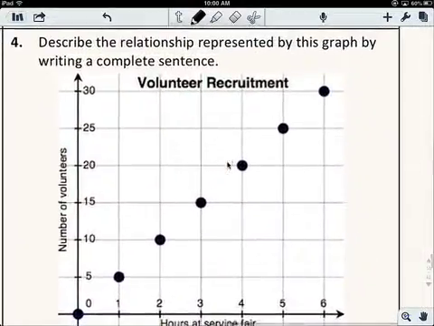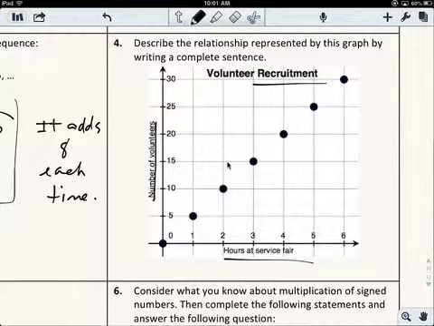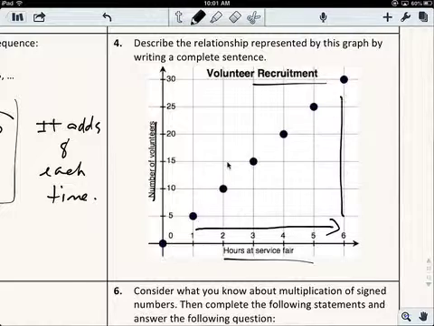Cool. All right, describe the relationship represented by this graph by writing a complete sentence. Hours at service fair, I'm noticing, and number of volunteers, so volunteer recruitment. So it looks like if we're recruiting, that means we're trying to get more volunteers, and we're at a service fair. If you're not sure what a service fair is, it's a place where a bunch of nonprofits might advertise themselves to people who are looking to volunteer. And so for this particular organization, the longer they spend at the service fair, the number of volunteers increases. And so that's what I'm going to write.